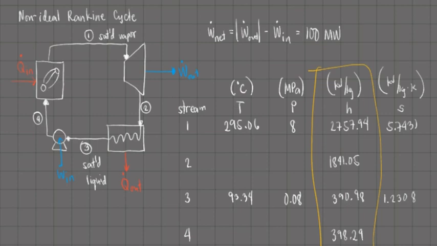Of course, our solution here is a little bit shorter because we already had an idea of the isentropic enthalpies in stream 2 and stream 4. However, if you are presented with a different problem involving the non-ideal Rankine cycle, you do have to complete the values in this table for you to have the complete view of the problem. Okay? For now, let's solve for the thermal efficiency.